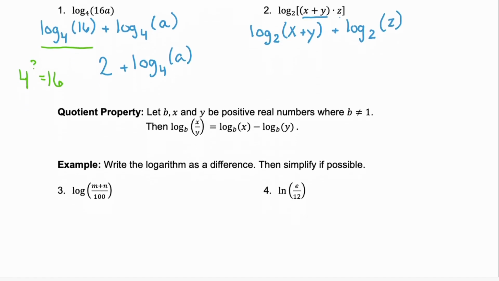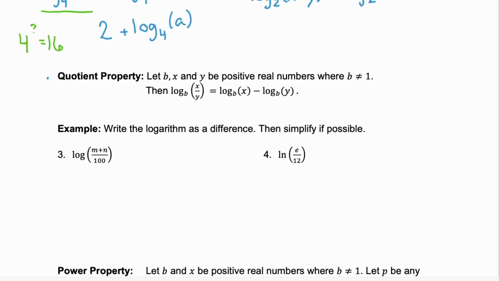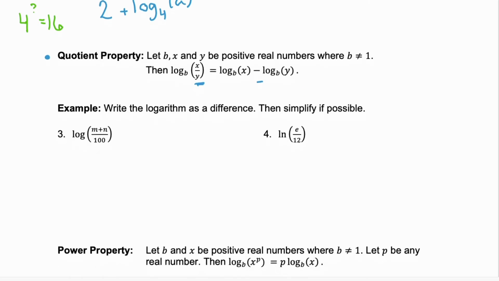Our next log property is the quotient property. Again, b, x, and y are positive real numbers, and b doesn't equal 1. The quotient property, remember quotient is when you're dividing, says that if your argument is two arguments being divided, you can separate that by subtracting the log of each argument. Let's look at our examples.